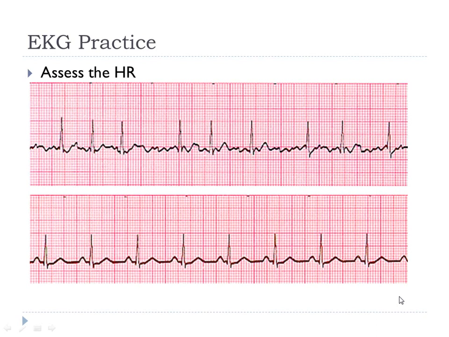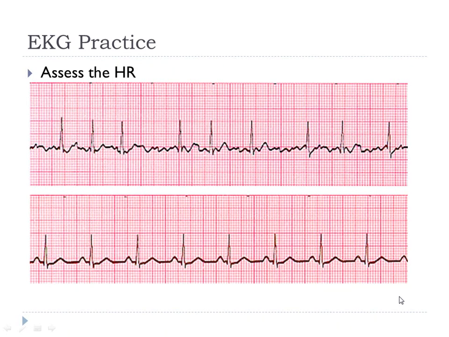This one is regular. See how nicely it marches out? It looks nice and pretty. It's all even. So how would we assess this rate? Right. Just count the number of R waves, and you multiply it times 10. So you've got 1, 2, 3, 4, 5, 6, 7, 8, 9. So this heart rate would be about 90. All right, that would be the correct answer.